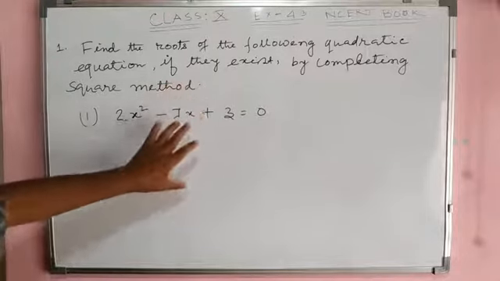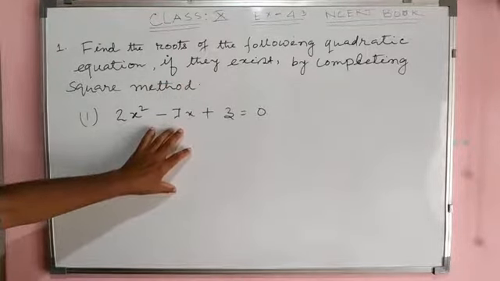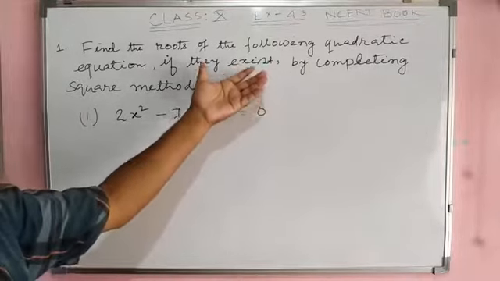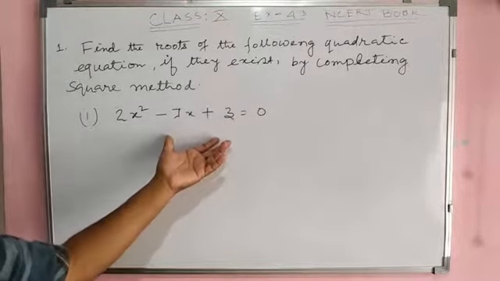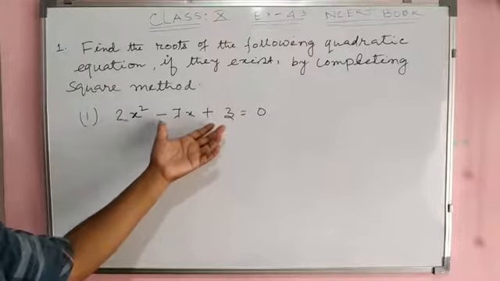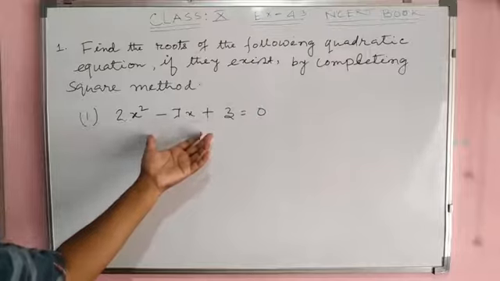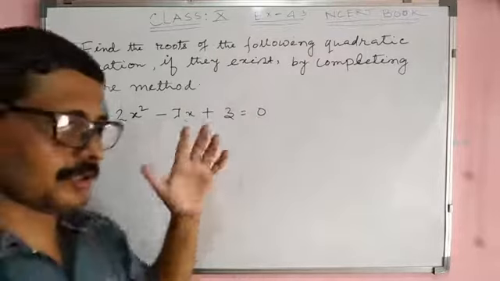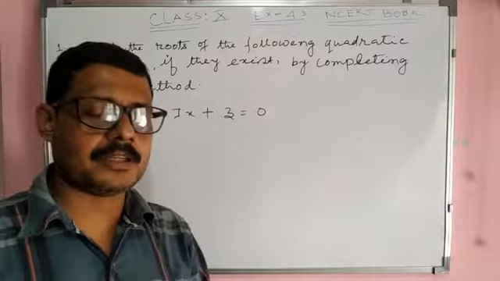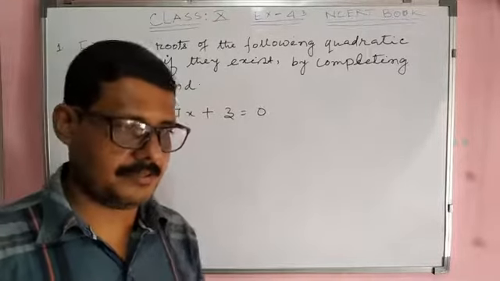So we have to solve this equation by completing square method if the roots exist. That means if this equation has real roots. For this, first of all, we have to check the discriminant of this equation, because we know that the nature of roots of any quadratic equation depends on its discriminant.